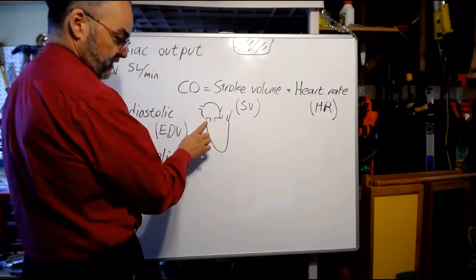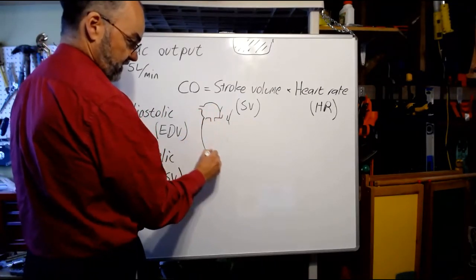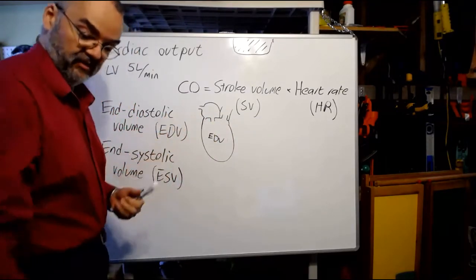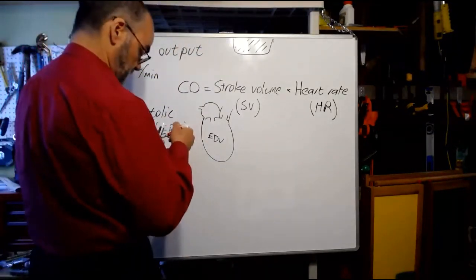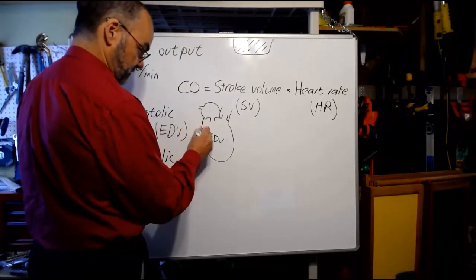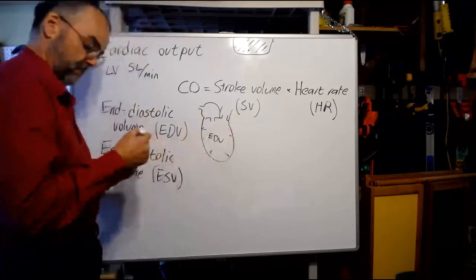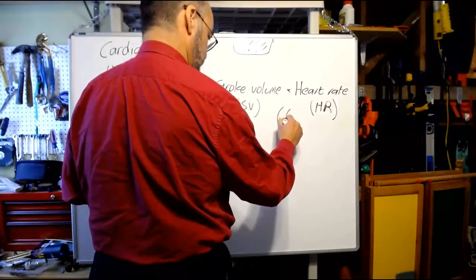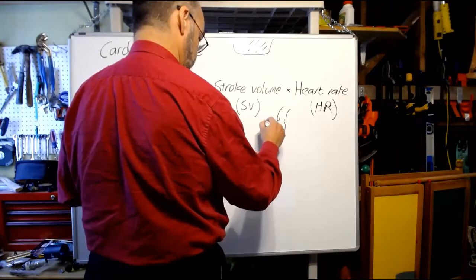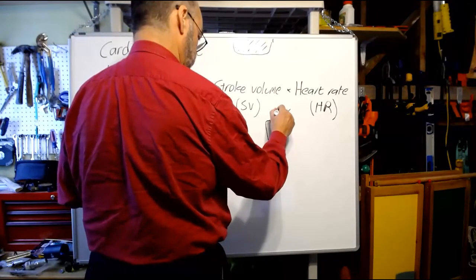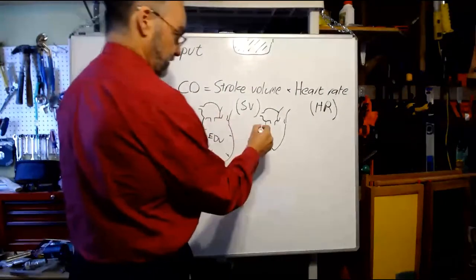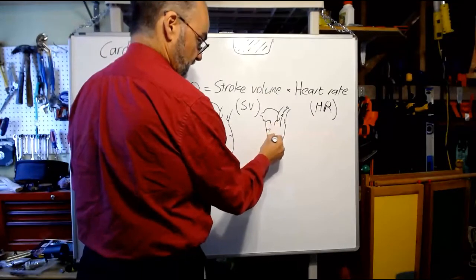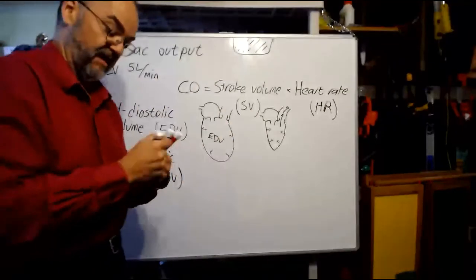End diastolic volume is what we get when that ventricle is at its maximal extent, when there's as much blood as possible in there. End systolic volume is what you have left when that ventricle is at the end of its contraction.